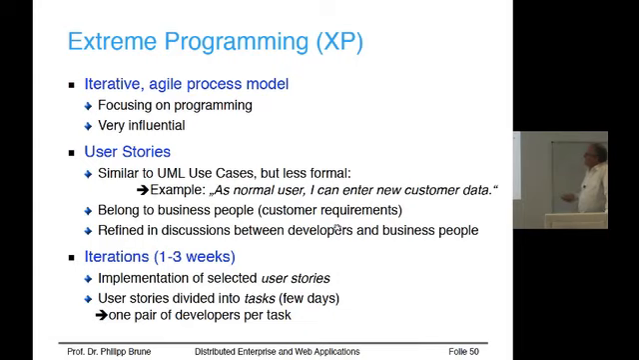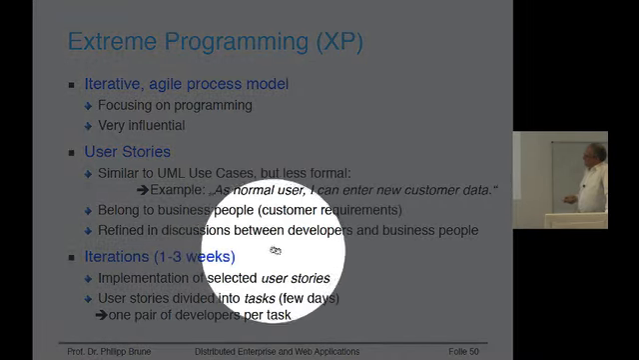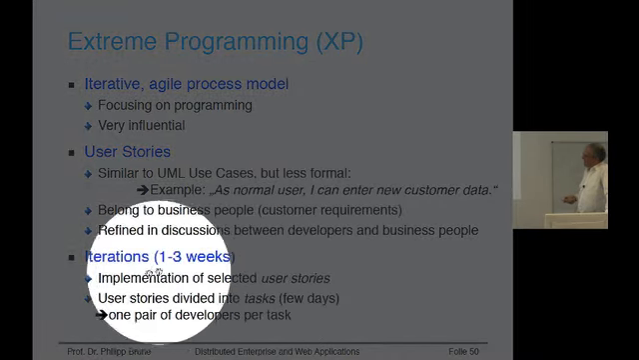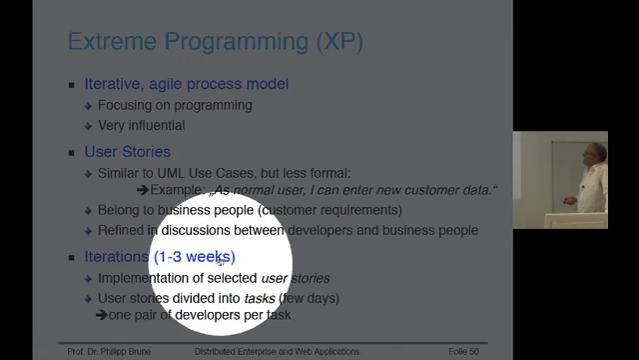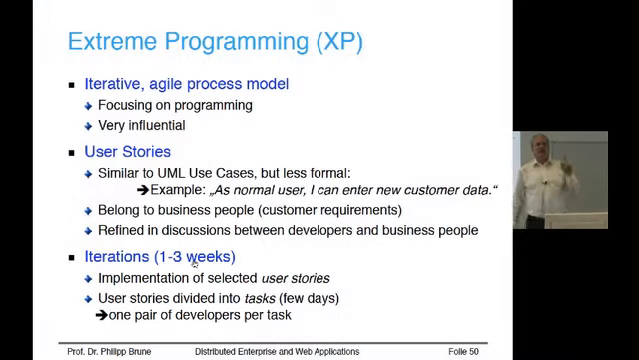During that process, you will refine the information here. The second important concept are the iterations. Every iteration in XP is chosen between 1 and 3 weeks. So the idea is you choose that in the beginning. During a project, the iterations remain of the same length.